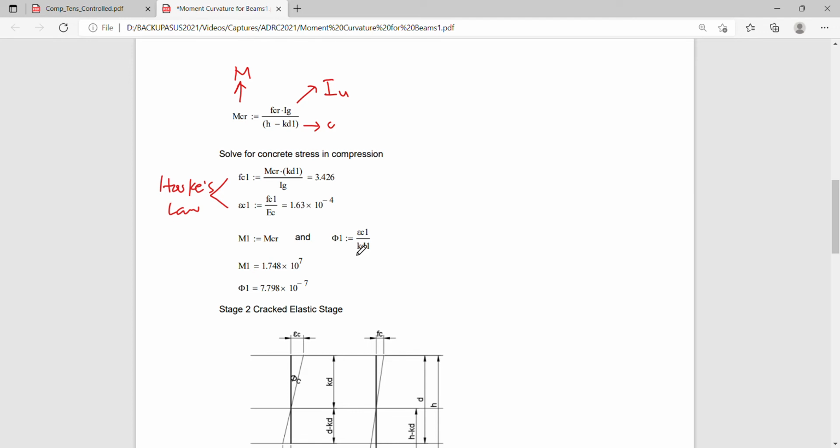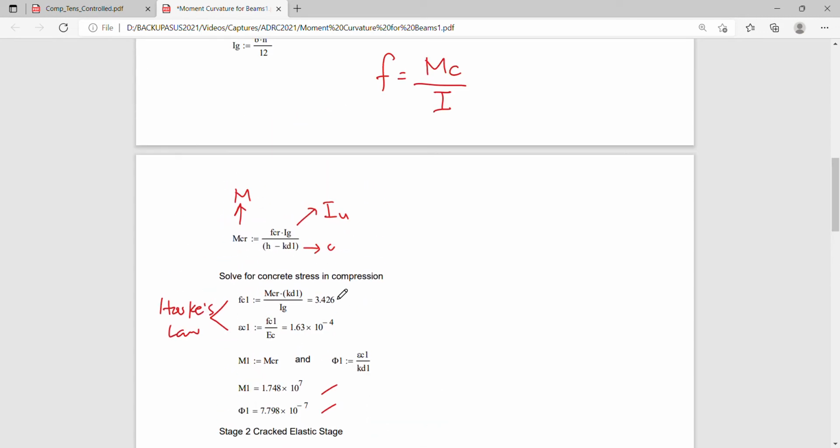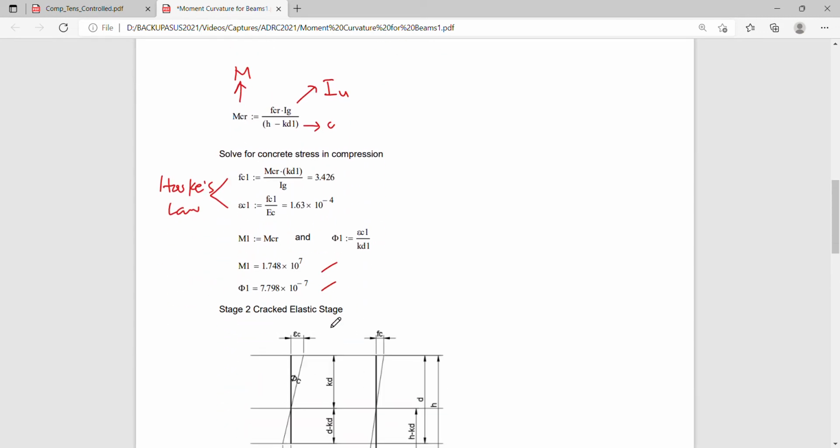Okay, so I just use now a MathCAD tool to automatically provide us with these two values, M1 and phi 1, to enable us to plot. Later in our graph, I will show you where these values are plotted.